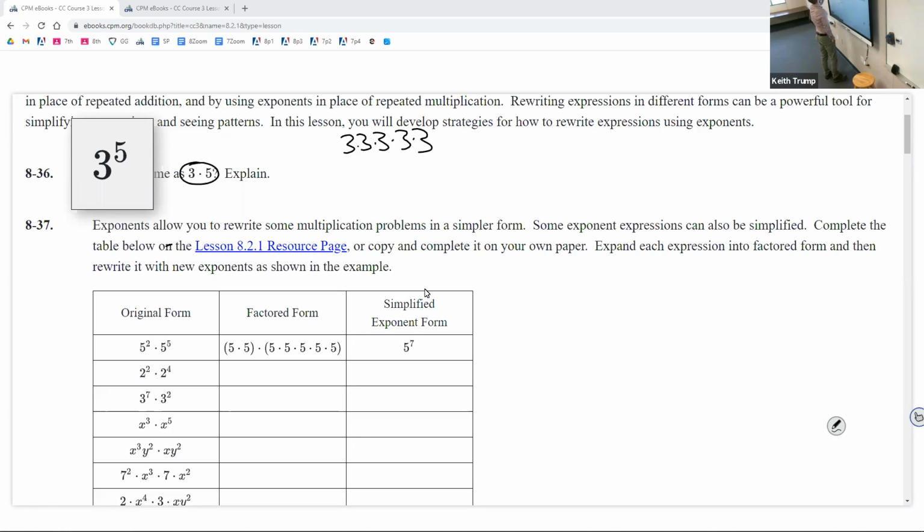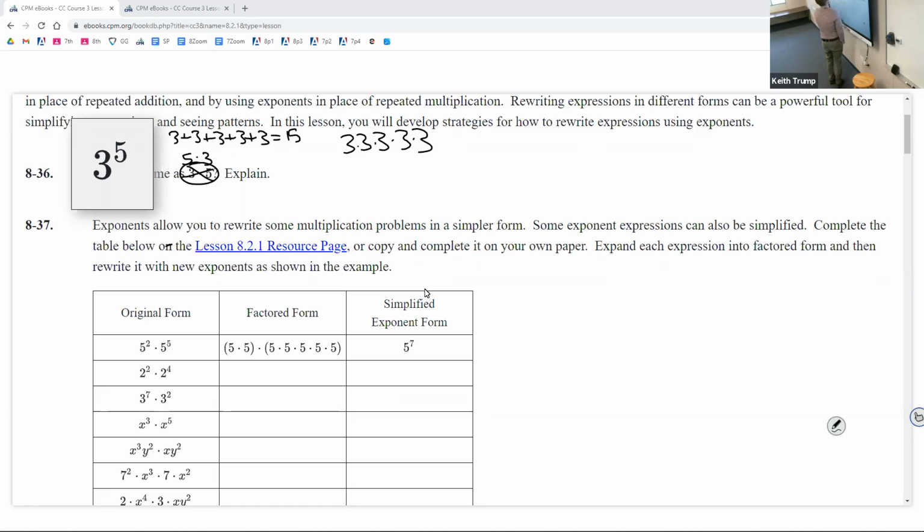3 times 5 is going to be, actually, let's change this to 5 times 3. Okay, so 5 times 3 is 3 plus 3 plus 3 plus 3 plus 3. Okay, and that equals 15. That's called repeated addition. Multiplication is repeated addition, but exponents are repeated multiplication.